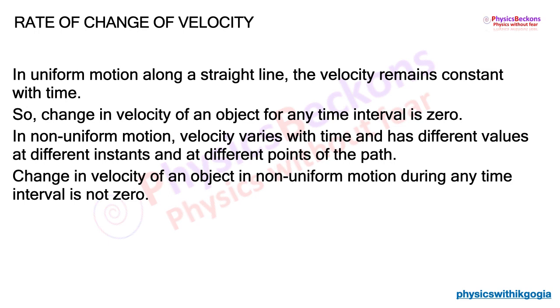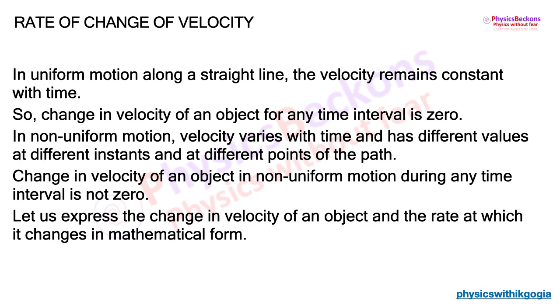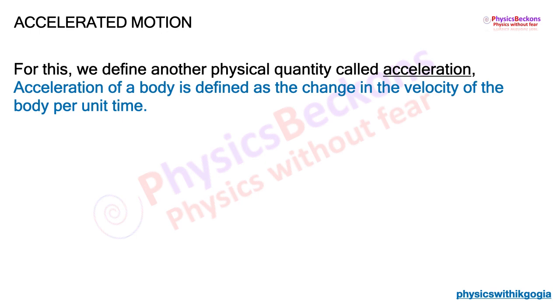Let us now express the change in velocity of an object and the rate at which it changes in mathematical form, because there are some objects which speed up at a faster rate, that is, their rate of change of speed or velocity is larger as compared to those which speed up at a slower pace. For the purpose, we define a physical quantity called acceleration. The acceleration of a body is defined as the change in velocity of the body per unit time. Simply put, we also call it the rate of change of velocity with time.